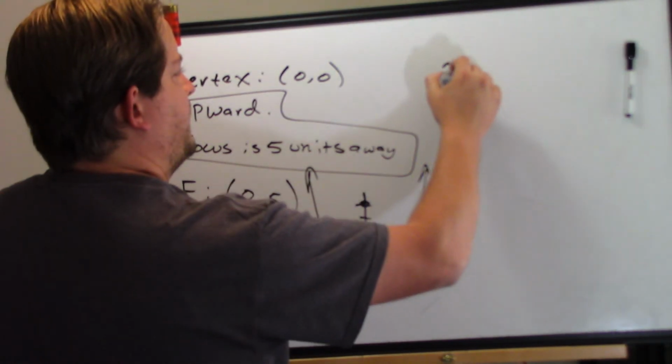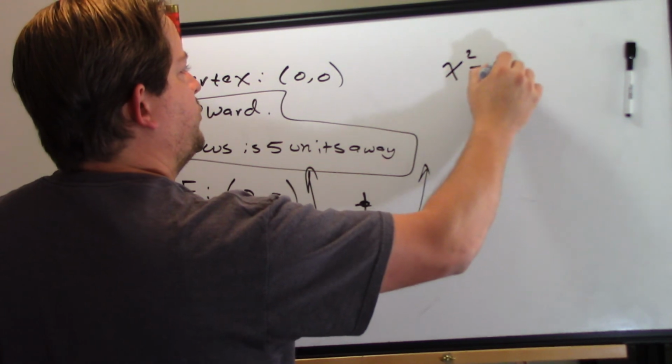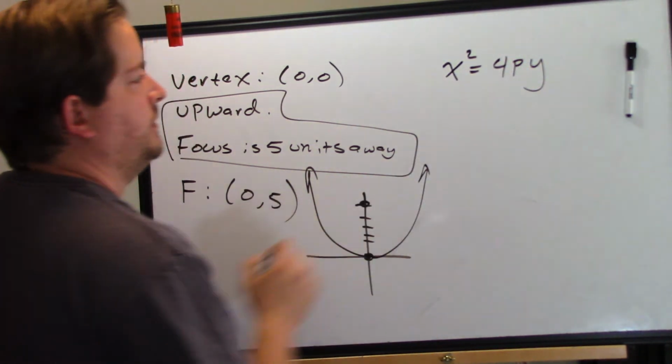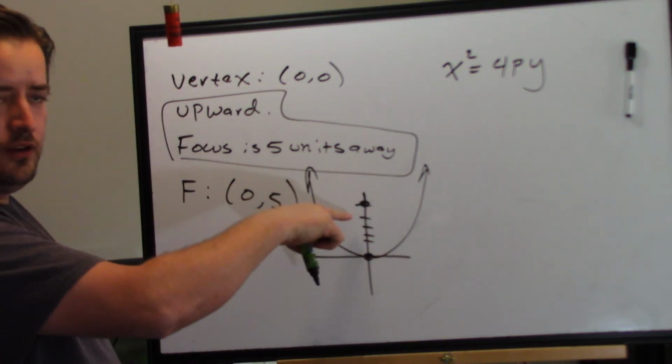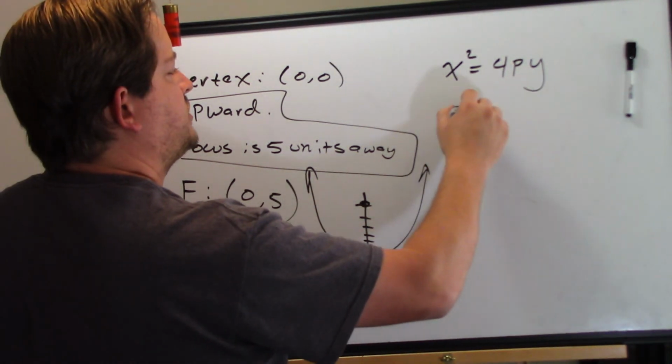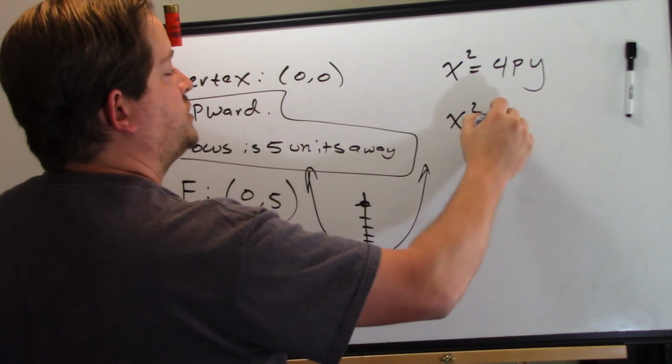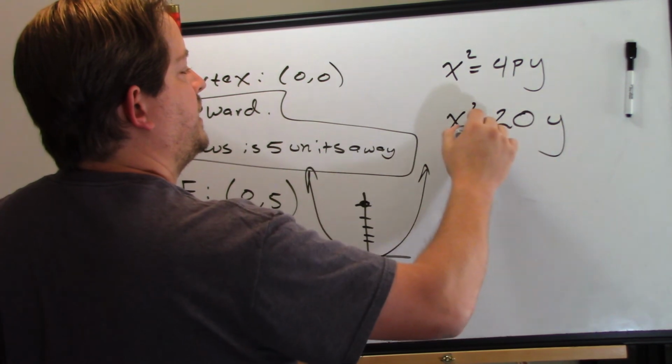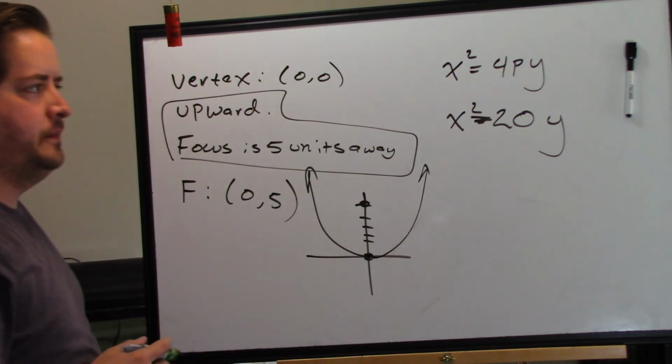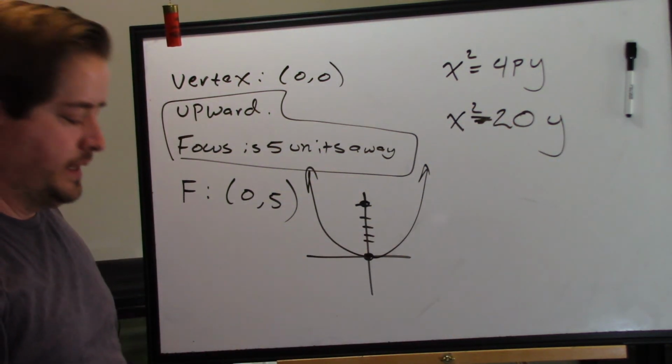That means that I have x squared equals 4py, where p is 5. And so that gives me x squared equals 5 times 4 is 20. And I have x squared equals 20y. And I'm done. And that's that.